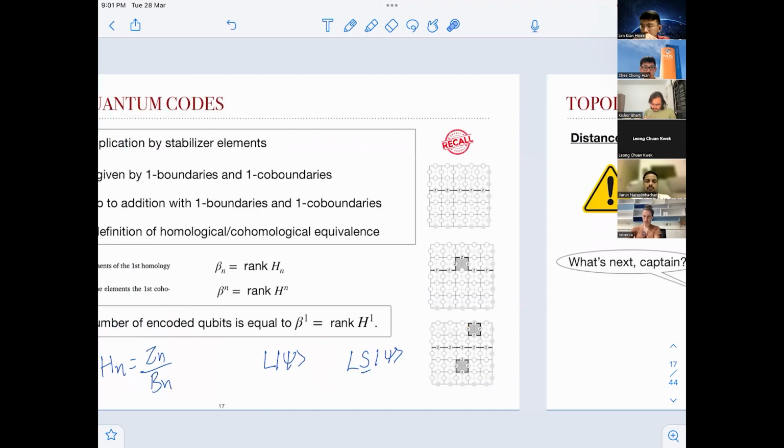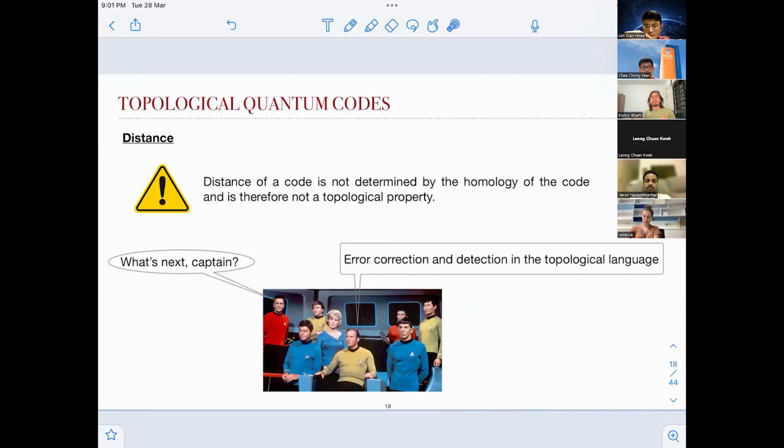So we had everything, but one could ask, what about distance? Now you cannot get everything, right? The distance of a code is not determined by the homology of the code, and is not a topological property. It depends on the implementation, what kind of lattice you are using, and many other things. So this is not so good news, but that's how it is. Next we need to discuss error correction and detection in the topological language, and that will complete our discussion about topological quantum codes.